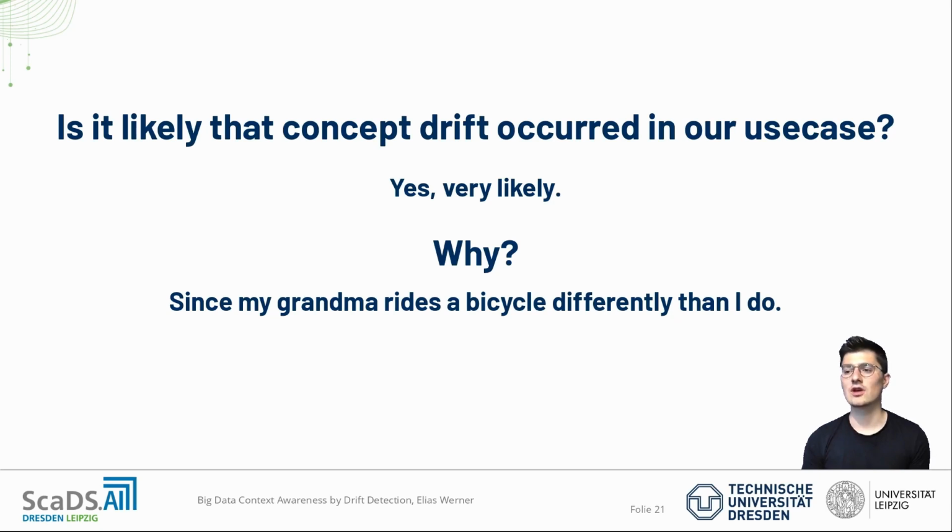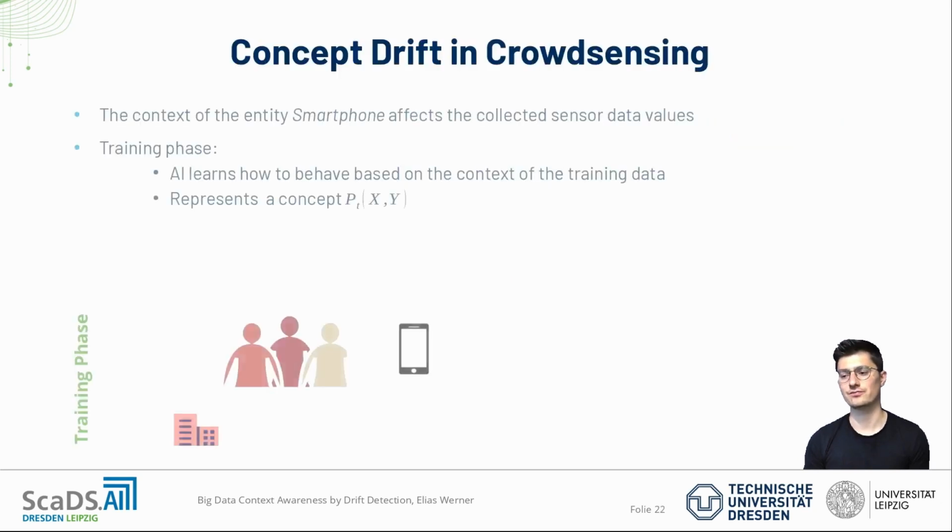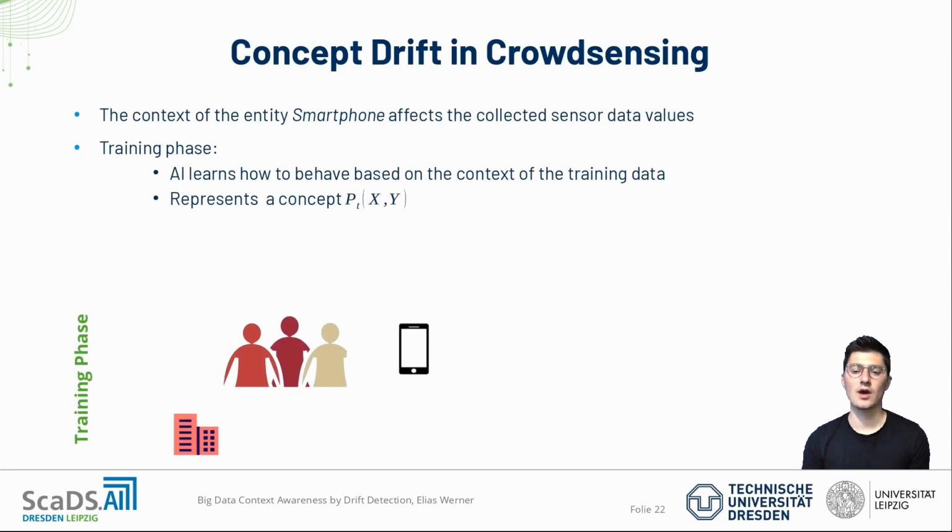Yeah, this is actually a quite intuitive explanation, but let's make that a bit more concrete and map that again to our crowdsensing scenario. So as we already know, the context of the entity smartphone affects the collected sensor data values. In the training phase now, the AI learns how to behave based on the context of the training data and represents a certain concept.